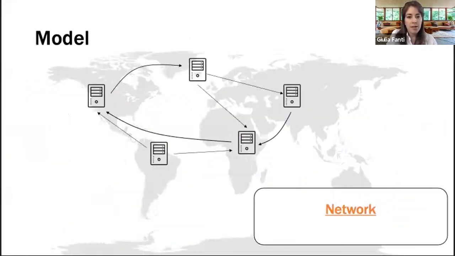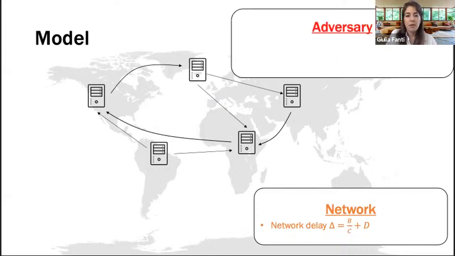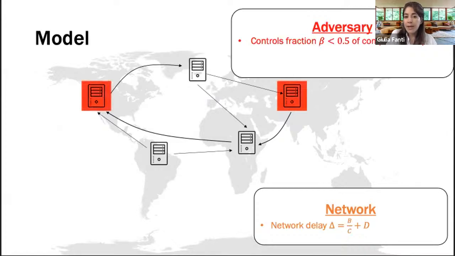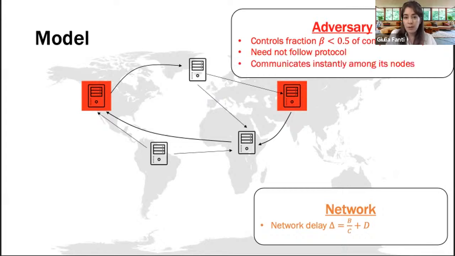Just to summarize, our model has a few different components. For the network, we're modeling the delay just as I explained. We're modeling an adversary who controls a fraction beta of the computational power in the system, and beta here has to be less than half. Adversaries do not need to follow protocol, and they can also communicate instantly among their nodes.